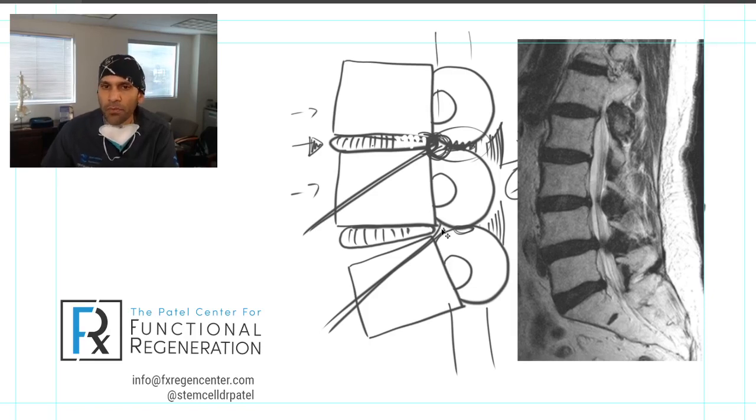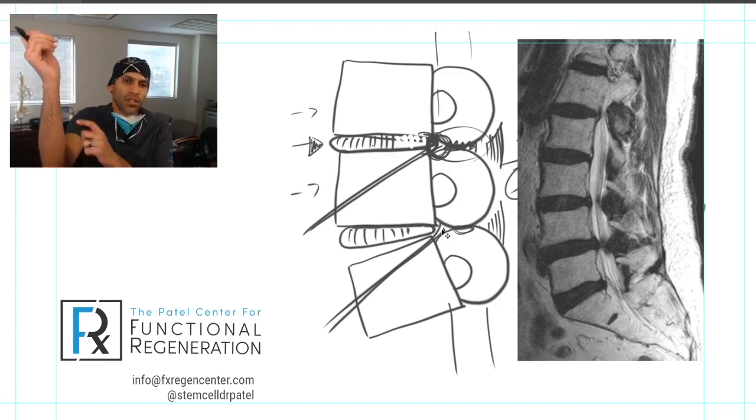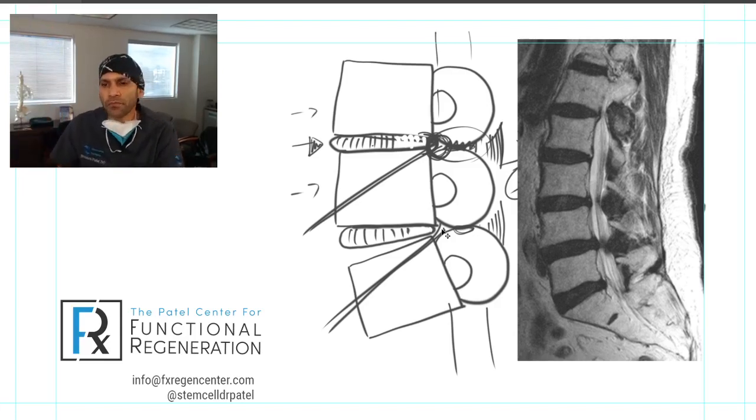So what do I mean by orthobiologics? The predominant thing, the common thing that I use for this type of condition, for stenosis, is using a patient's own blood, PRP. PRP, as you might recall from my other videos, stands for platelet-rich plasma.